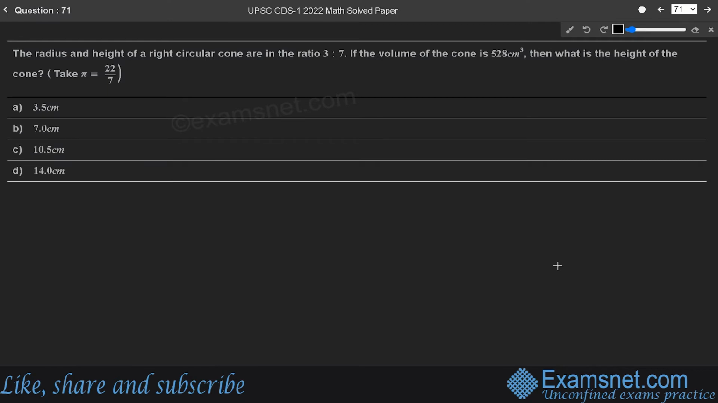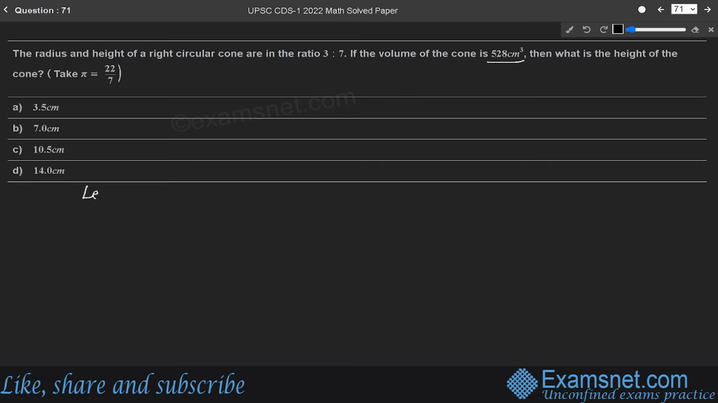Next question is: the radius and height of a right circular cone are in the ratio 3:7. If the volume of the cone is 528 centimeter cube, then what is the height of the cone? See, this type of question frequently comes in the exams. So understand it very carefully. The radius and height are given in the ratio 3:7 and the volume is given, which is 528.